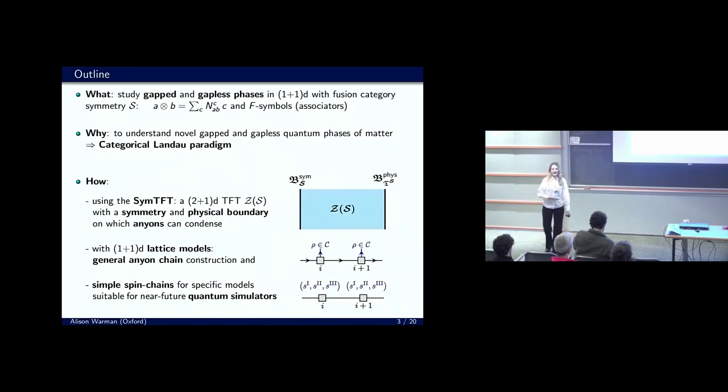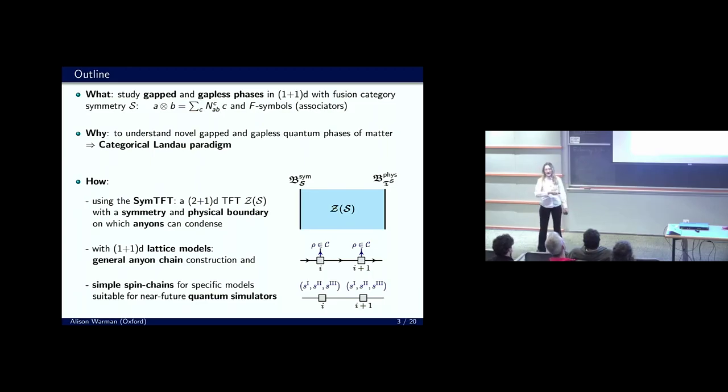My aim will be to discuss the categorical Landau paradigm, which classifies phases in 1+1D described by a generalized symmetry. This is encoded in a fusion category S, and the main tool I will use is the SymTFT, whose bulk comprises topological defects in the Drinfeld center of the fusion category. Physically, these are anyons, since this is in one extra dimension, so in 2+1D, these can have any spin.